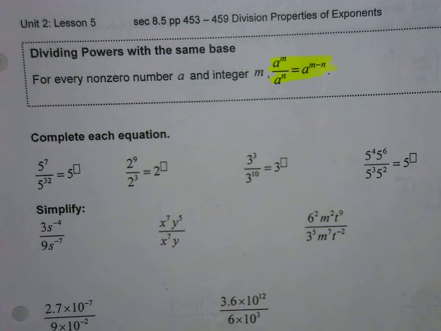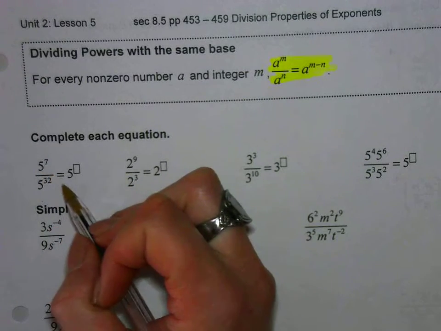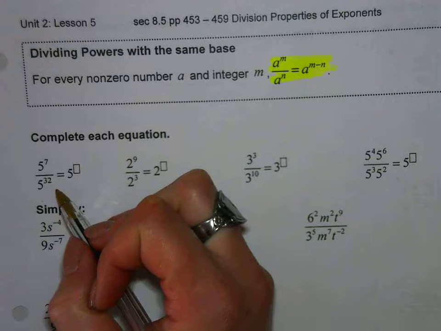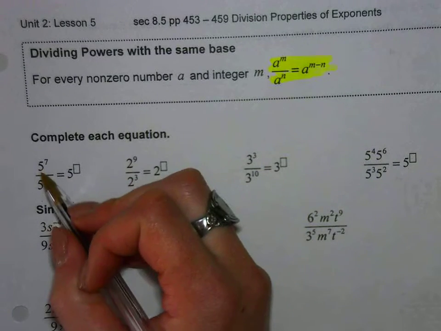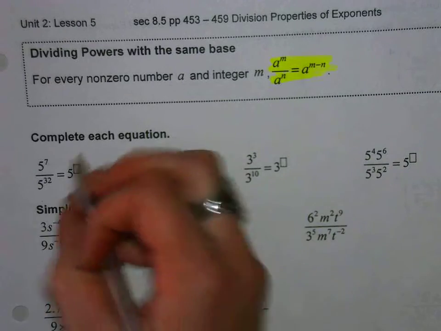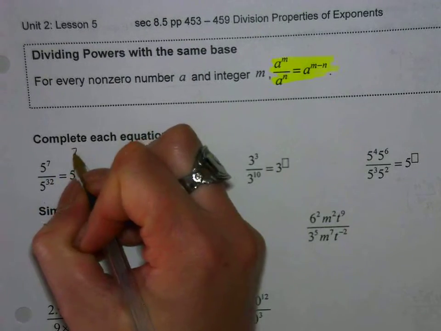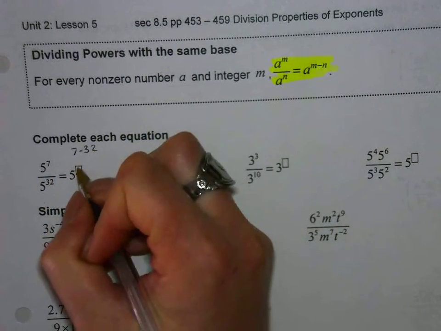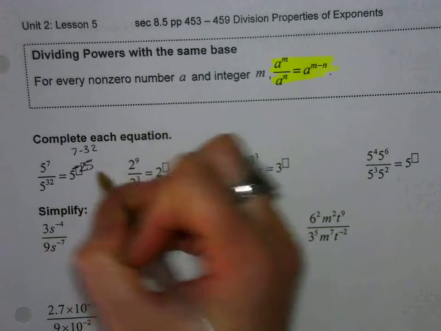So here we have 5 to the 7th divided by 5 to the 32nd power. So we know that we have like bases, which are 5. So that means we can subtract our exponents. We have 7 minus 32. So we have an exponent of negative 25.